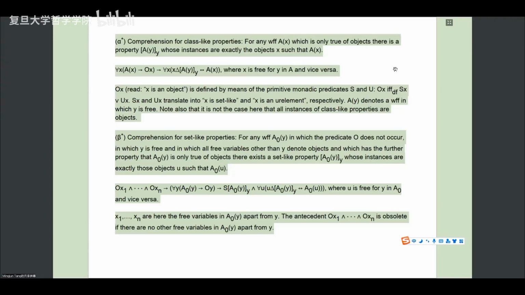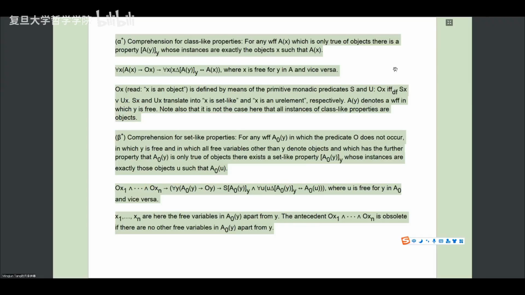Note also that it is not the case here that all instances of class-like properties are objects. So if something is an instance of a class-like property, it can also be a properly class-like property, because we have something like V element of singleton of V, and we have now also property analogs for that in this Ackermann-like system.